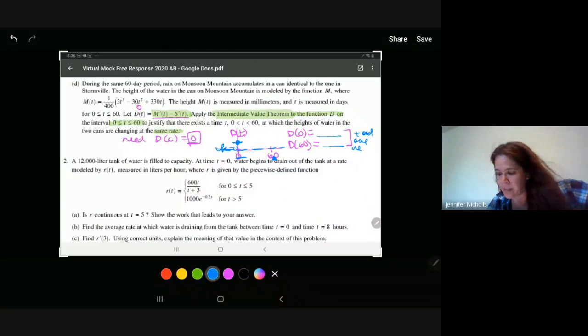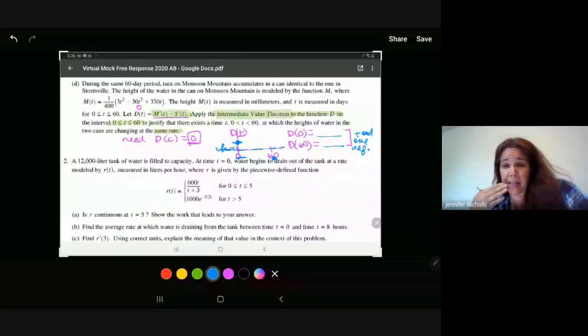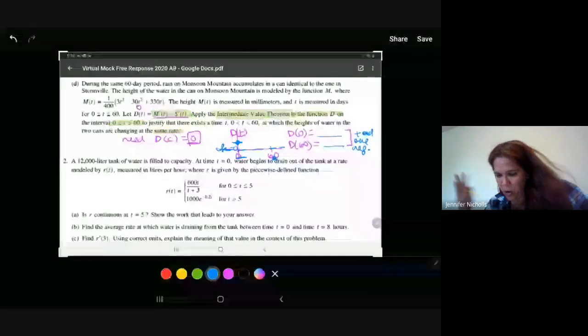Because I need to trap 0. In the other problem I was just showing you, where I needed to trap the 2.9, trapping the 2.9 is a different situation, right? This is trapping 0, so one's positive, one's negative. If I want to trap 2.9, maybe one's 2 and one's 3, and that's fine. So it depends on the situation.